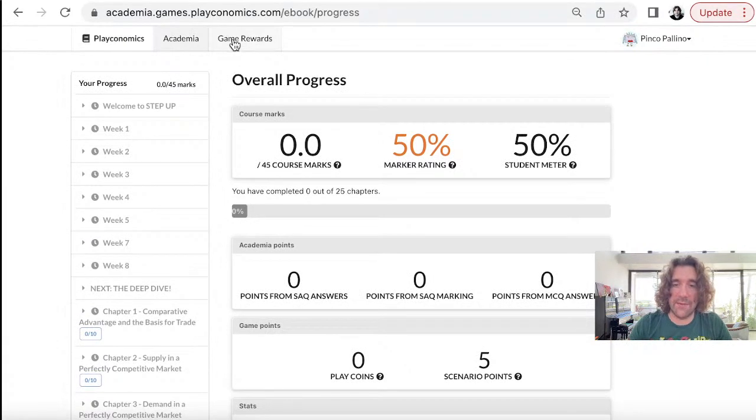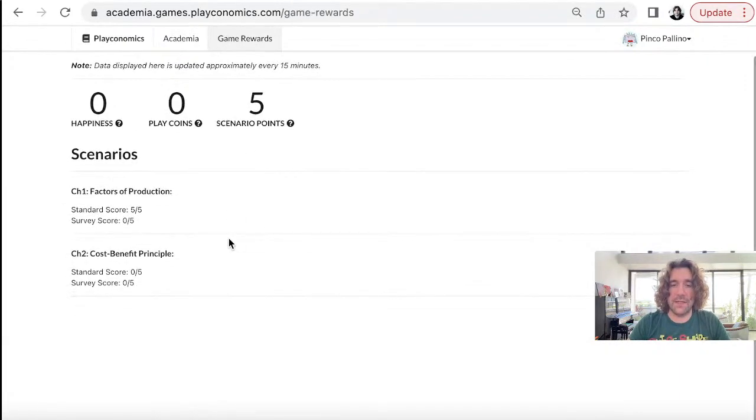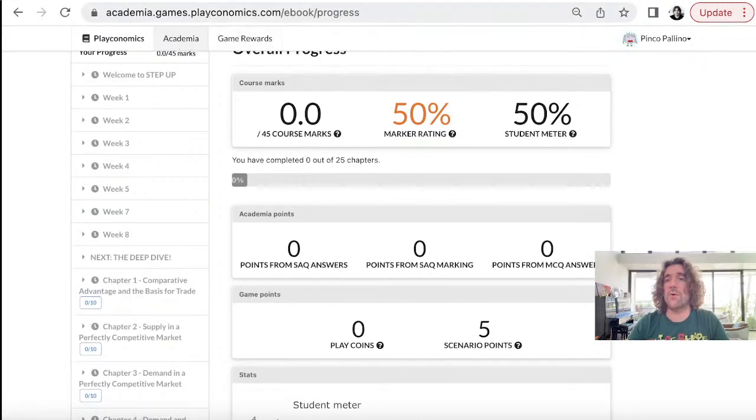Very well. You can also check the game reward tab, and you can see for each scenario, for example, chapter 1, I have achieved full score. This was your first look at the Play Economics game, the website.